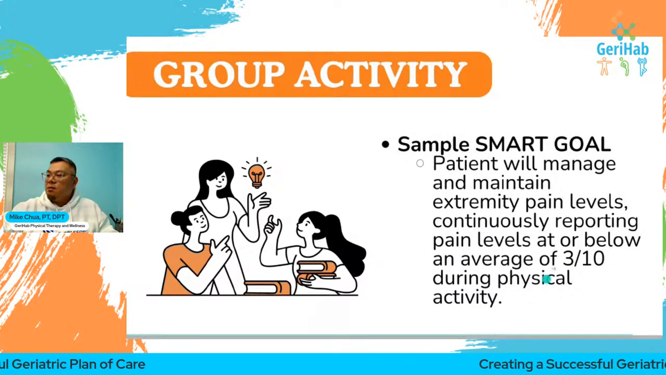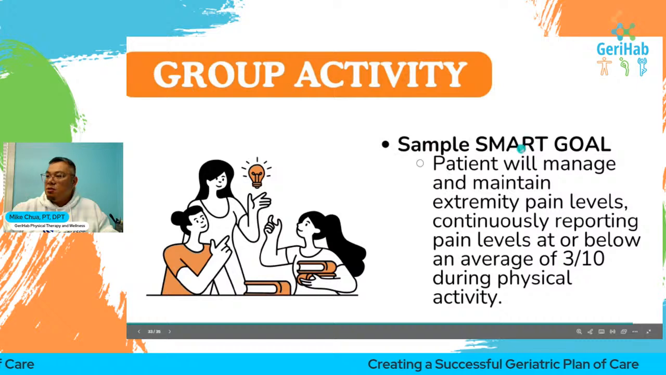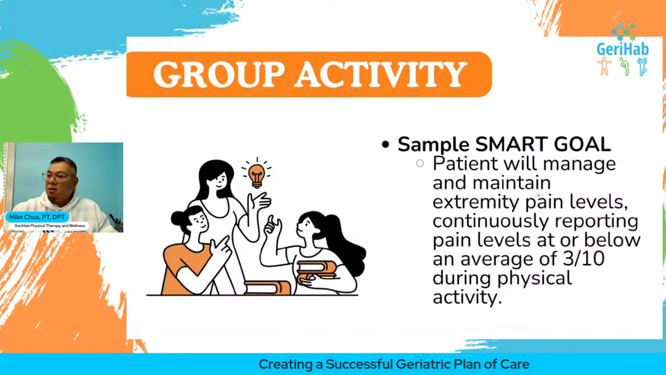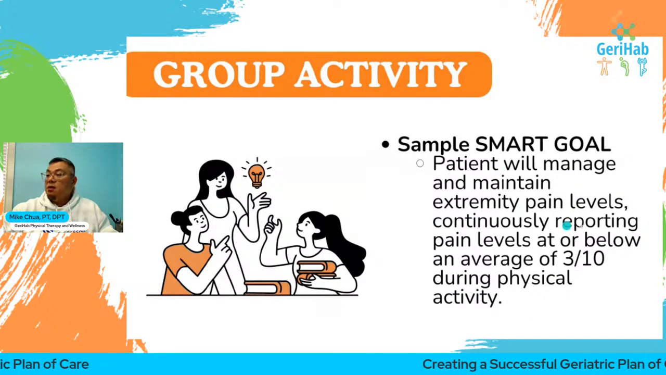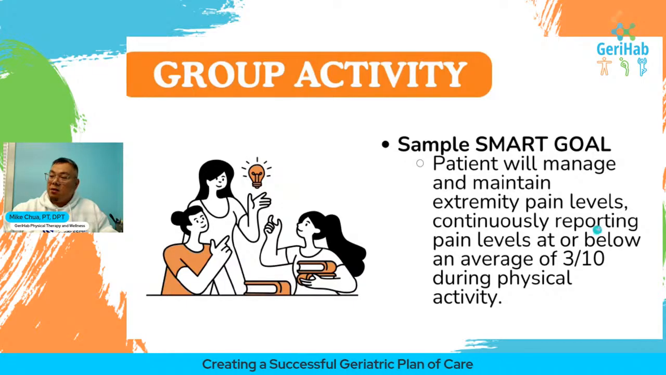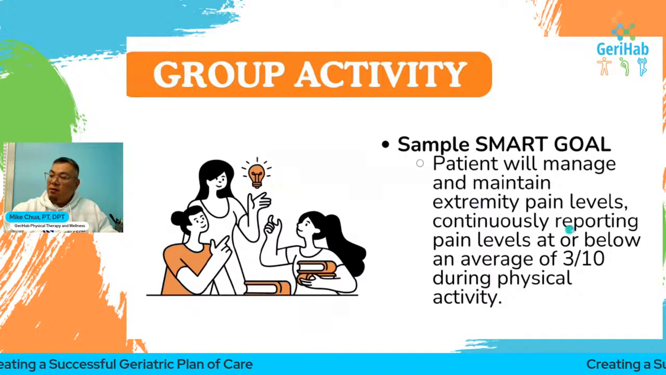Again, patient SMART goal: patient will manage and maintain extremity pain level, continuously reporting pain levels at or below average of 3/10 during physical activities. So this one, they didn't say what joint. It's still not specific. We need the specific joint there, right?